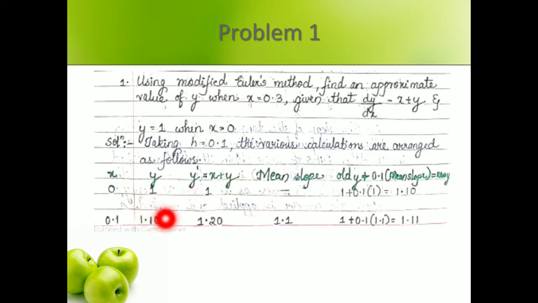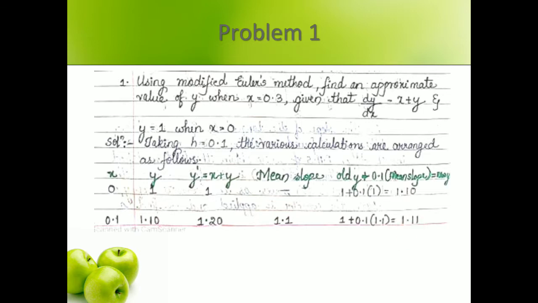Next, the new y value will be taken as the next y value and your x value will increase by 0.1. Then what will be your y dash? 1.1 plus 0.1 will be 1.2. Mean slope will be 1 plus 1.2 divided by 2. Once you divide, you will get 1.1. Then your new y value will be equal to 1 plus 0.1 into 1.1. So 1.11 will be your new y value.